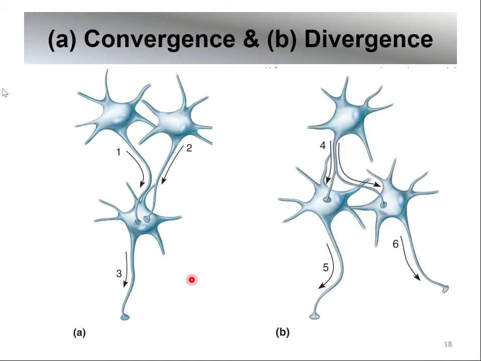Know the difference and the concepts of convergence and divergence. Convergence, many neurons coming and bringing the signal to one neuron. Divergence, one signal is divided into many neurons. This is important in making certain signals more sensitive, to amplify certain signals, and also to be able to get signals from a larger region and recognize it as one.